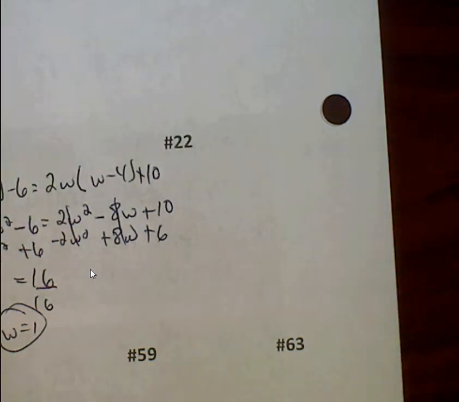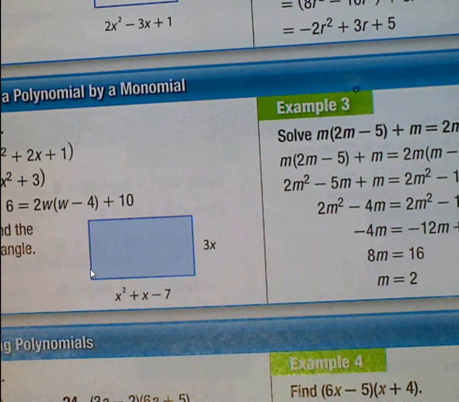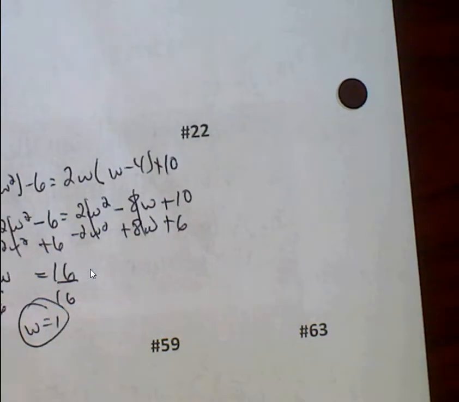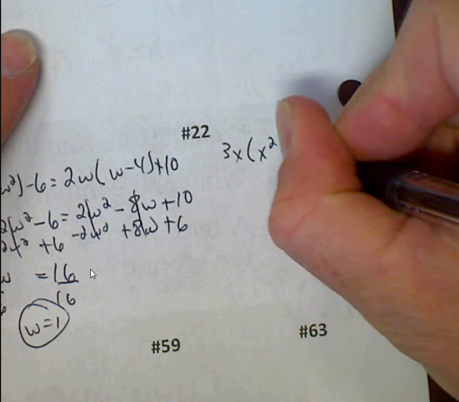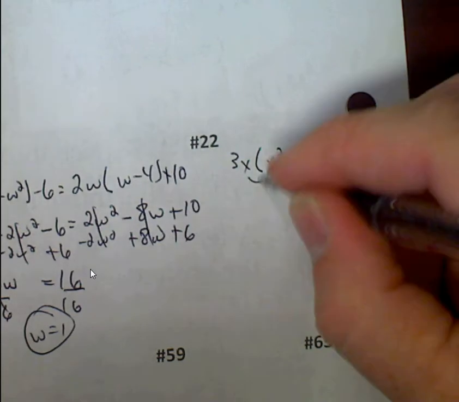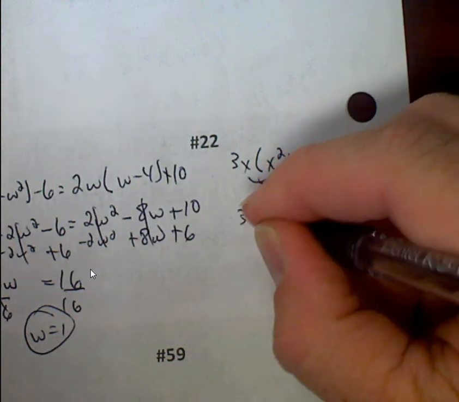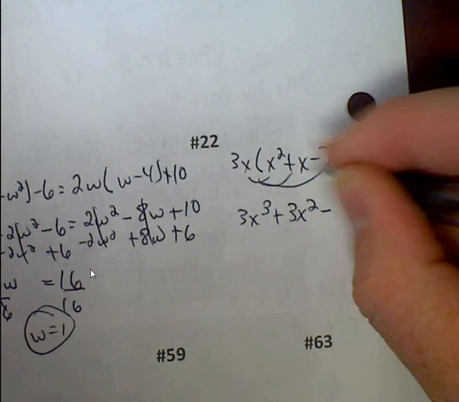Divide by 16. W equals 1. Number 22. Find the area of the rectangle. So I need to find the area of the rectangle. Base times height. So I'm going to take 3x times x squared plus x minus 7. I'm going to go ahead and distribute. That gives me 3x to the third plus 3x squared minus 21.